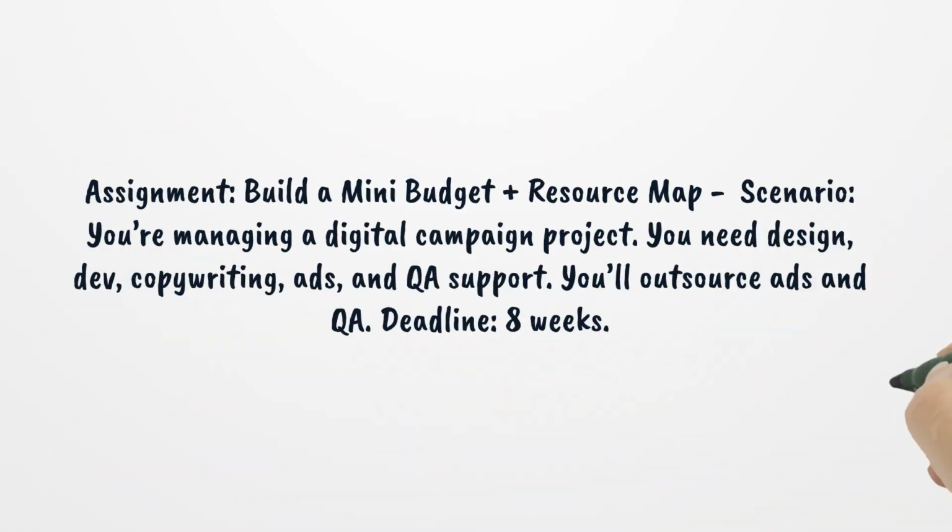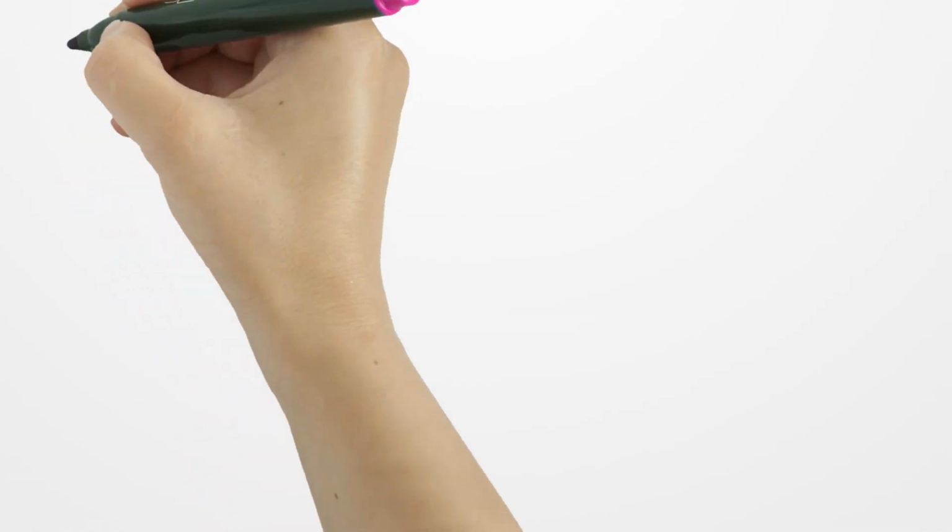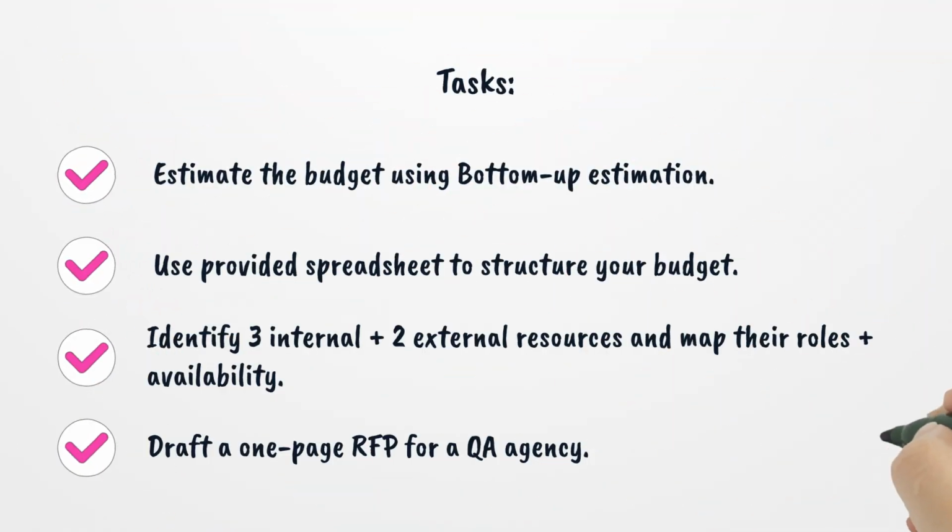Assignment: build a mini budget plus resource map. Scenario: you're managing a digital campaign project. You need design, dev, copywriting, ads, and QA support. You'll outsource ads and QA. Deadline: 8 weeks. Tasks: estimate the budget using bottom-up estimation.